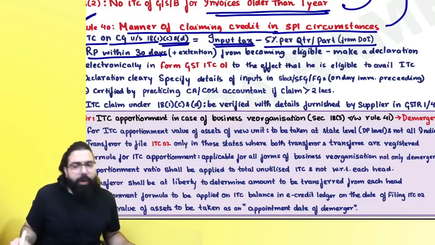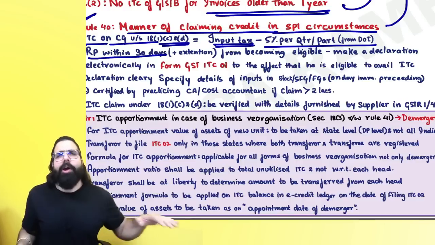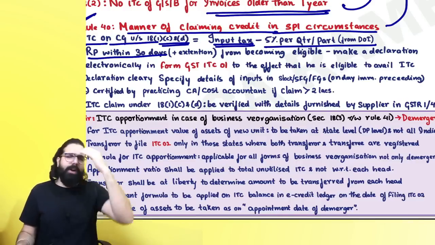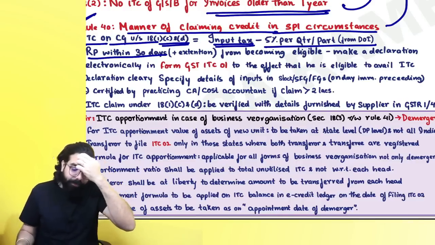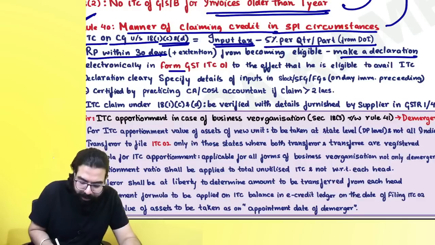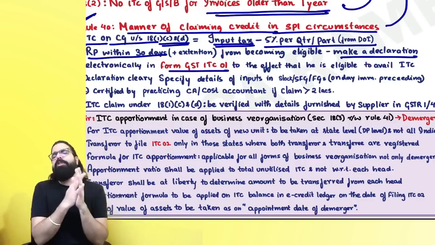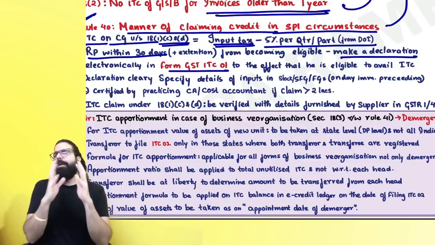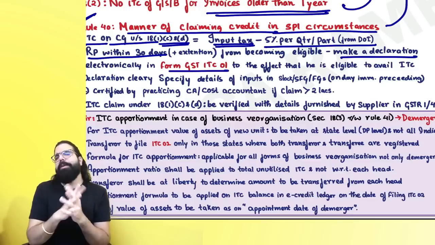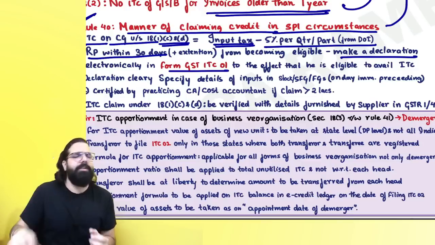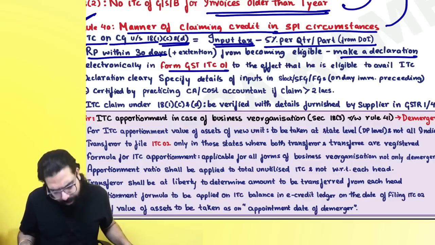Next one, sir, how do I take the credit? Government went ahead and told go online within 30 days plus further extension can be given. You can file one declaration which is GST ITC 01. Whatever is your stock ka credit you are eligible, if you are eligible for capital goods ka credit also, please write down in ITC 01 and file the ITC 01. Officer will go ahead and give you the credit.